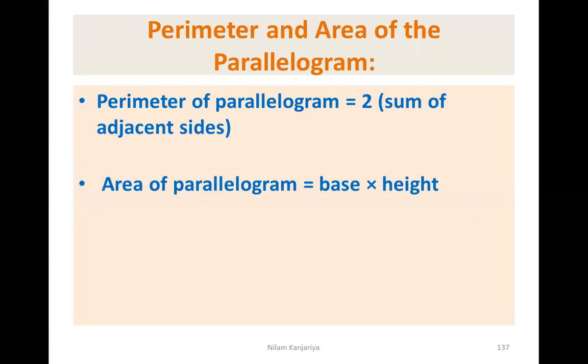Here we also discussed the perimeter and the area of the parallelogram. The parallelogram's perimeter is the sum of two adjacent sides, doubled, because both opposite sides are equal. Parallelogram and rectangle have the same formula for the perimeter because both have equal opposite sides. The area of the parallelogram is base into height, and height is the perpendicular distance between the two parallel lines.